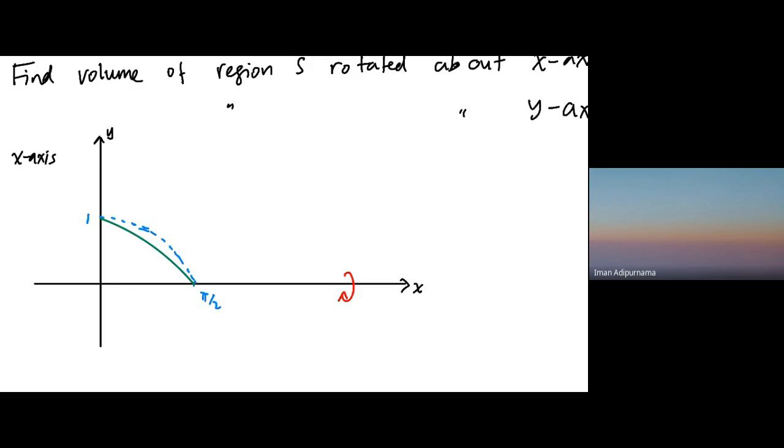So at least you understand how to get the disk method and the shell method and area between curves, at least that part. Okay? On this example, because we already learned chapter 7, I put some technique of integration so that you can have some exercise also.